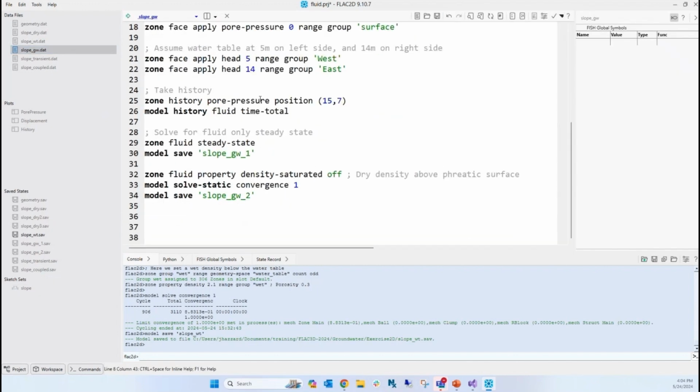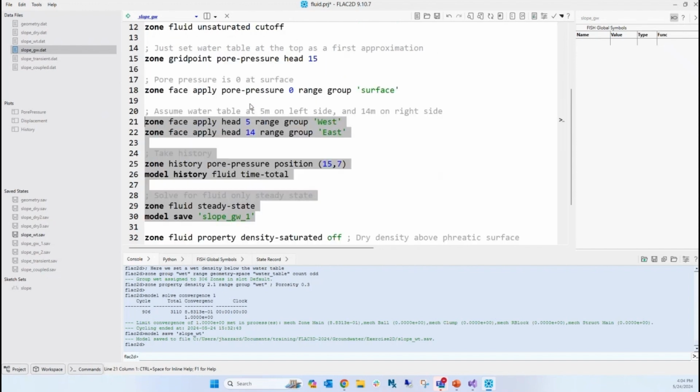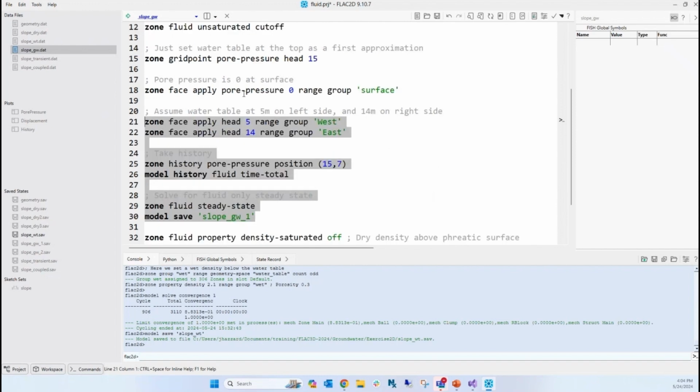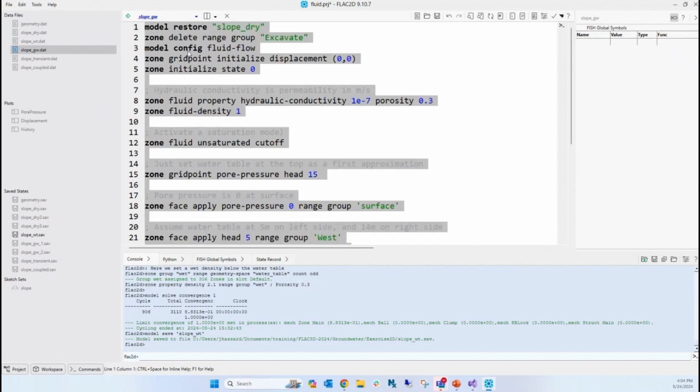Take the history of a pore pressure at some point. We'll take a history of the total fluid time. And if all we want to do is get to steady state, we can just give this zone fluid steady state command. In theory, it should solve super quickly. Again, it just does a big matrix inversion and gives you the steady state, and it basically does it in one step. Note that I haven't specified the fluid modulus here, because if all I'm doing is getting to the steady state, I don't need to give the fluid modulus. So I can just run this up to there.